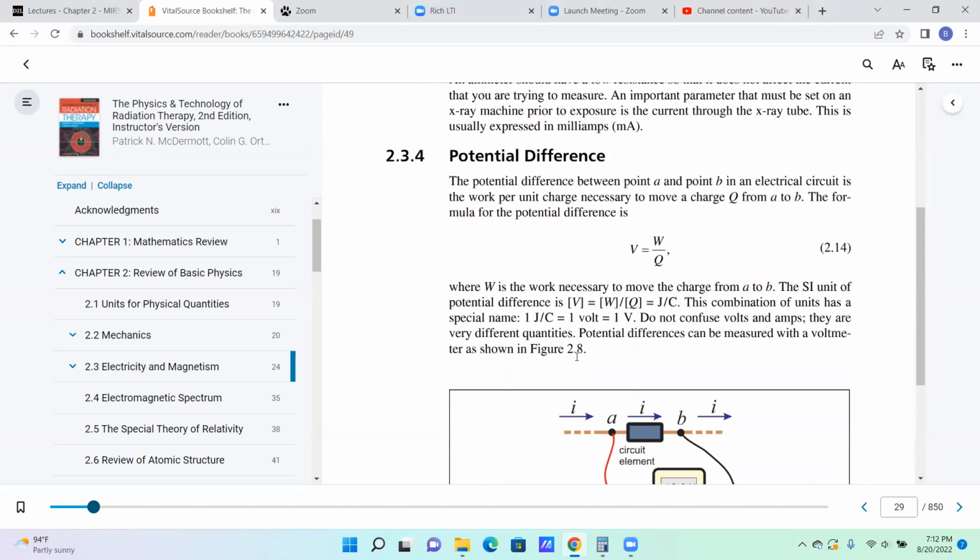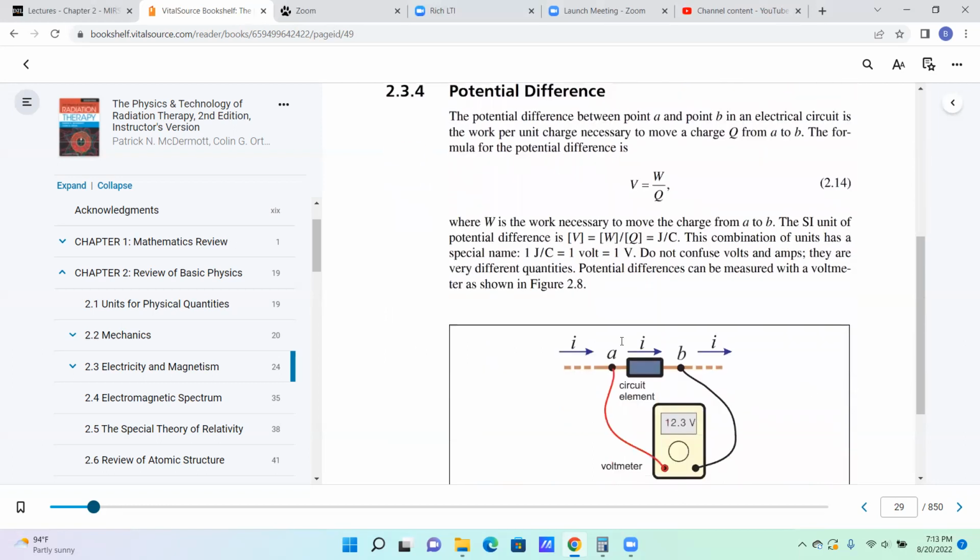Okay, so we've talked about charge, we've talked about current, and we've talked a little bit about energy. So can we loop some of those concepts together? Of course we can. We come up with a concept here called potential difference. If you've ever heard the term volts, this is where it comes into play. So you've got a potential difference between point A and point B. Then the potential difference between those 2 points in an electric circuit is the work per unit charge necessary to move a charge from A to B.